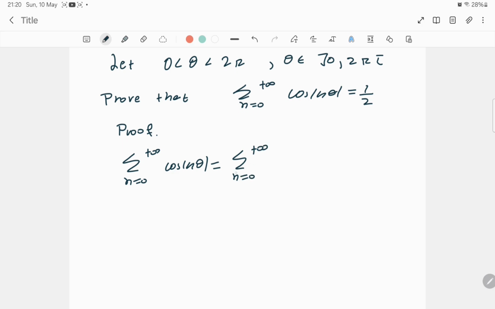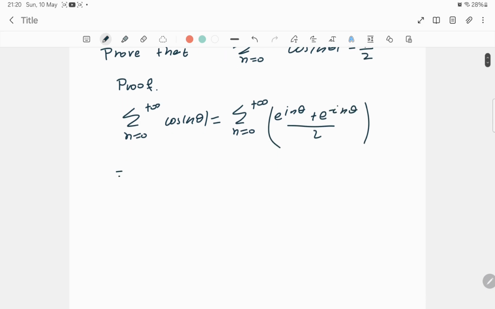So it should be the series from 0 to infinity of (e to the power of i n theta plus e to the power of minus i n theta) over 2. That's one important step. And then I can split the summation from 0 to infinity: a half times e to the power of i n theta plus summation a half times e to the power of minus i n theta.